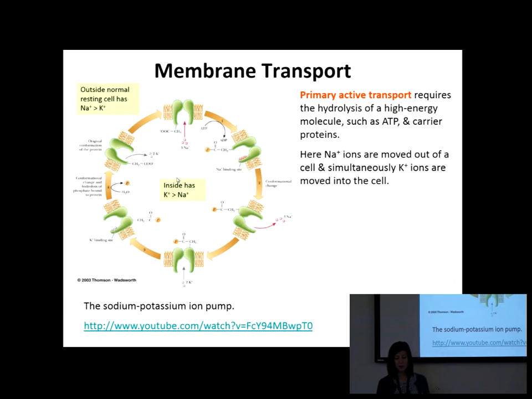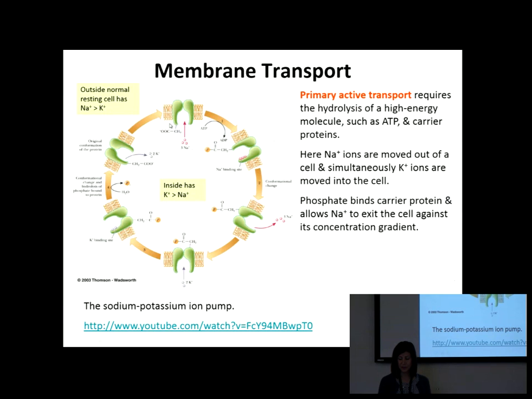If this were passive transport, the concentration gradient says the sodium should be going inside and the potassium should be going outside. This is not the case with the pump. Here, we're going to have sodium going outside and potassium going inside. So let's look at what happens. What we have in this picture is the enzyme that does this, a carrier protein, in different forms. Here's the first thing, and then what happens, and then what happens as we go forward.